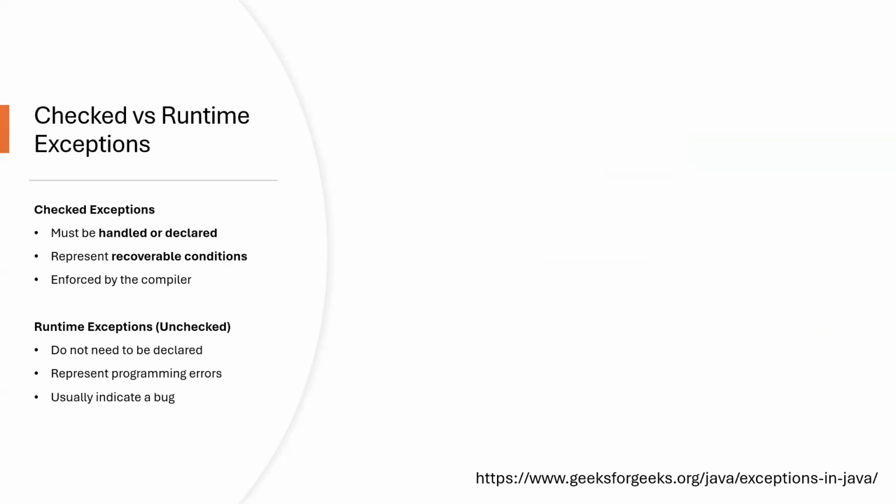They represent conditions that you can recover from, and they're enforced by the compiler. So as you may recall, compile time is basically when we check the code for errors. And if there are any mistakes in the code, then these checked exceptions can be thrown.